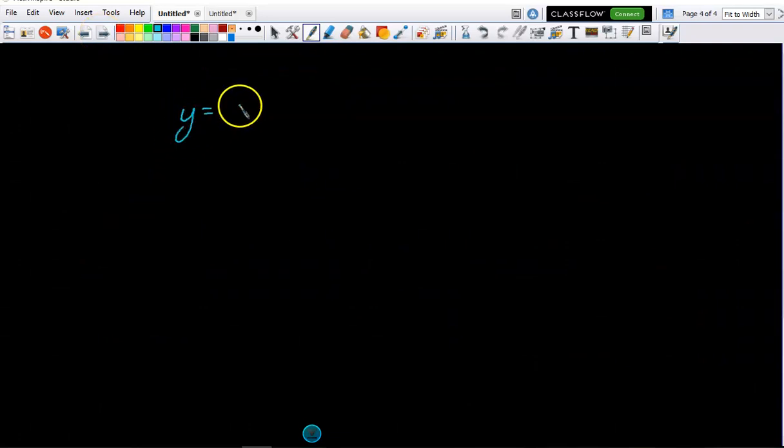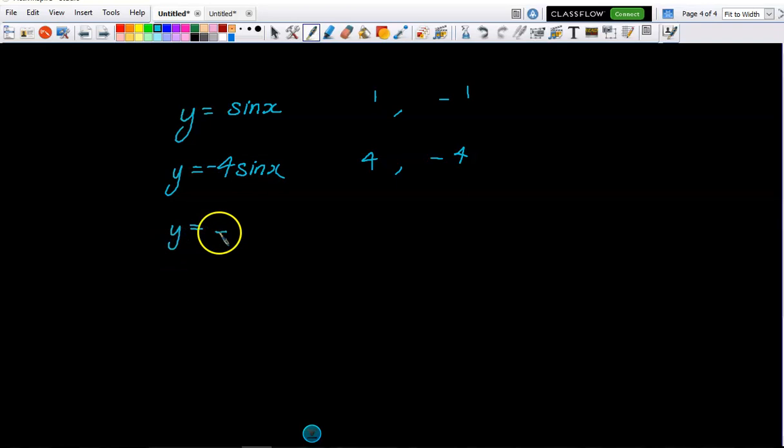When you had something like y equals sine x, what is my max and my min? 1 and minus 1, because it oscillates between 1 and minus 1. So then when I've got 4 sine x, what is my max and my min? 4 and minus 4. What if I went minus 4 sine x? What's my max and my min? 4 and minus 4. What if I went y equals minus 4 sine x plus 2? What is my max and my min? So this is lifting it up. So 6 and minus 2.